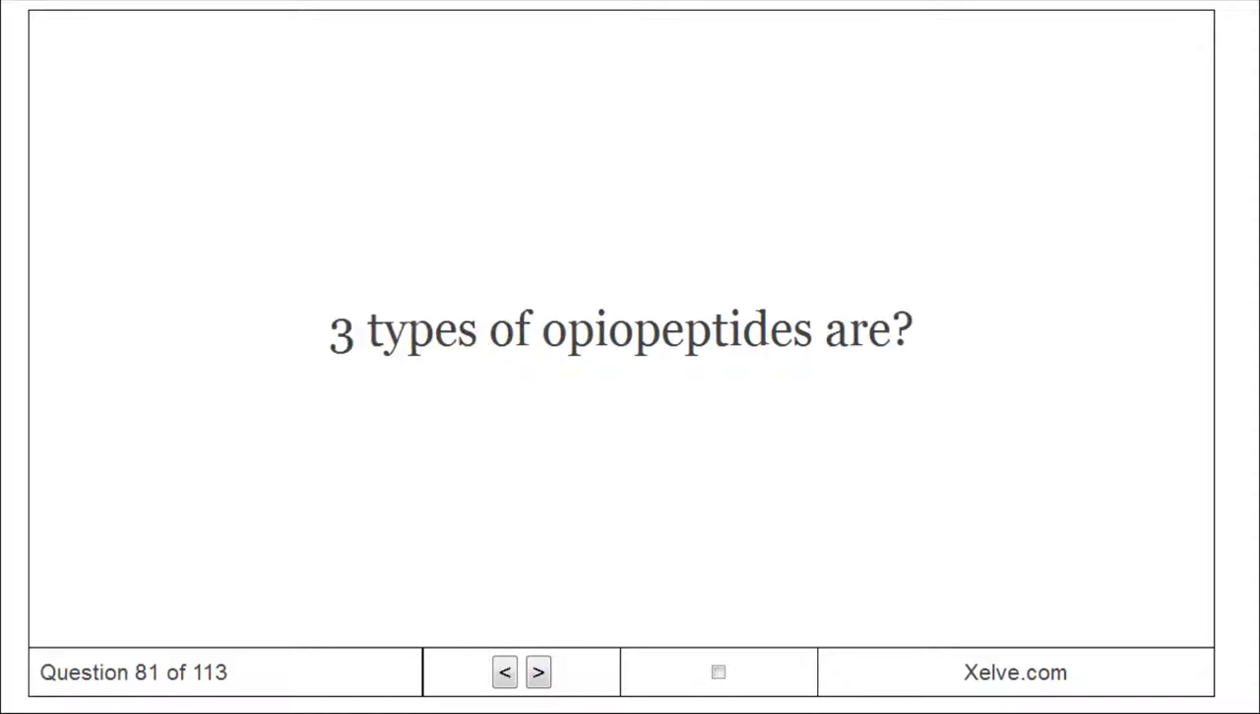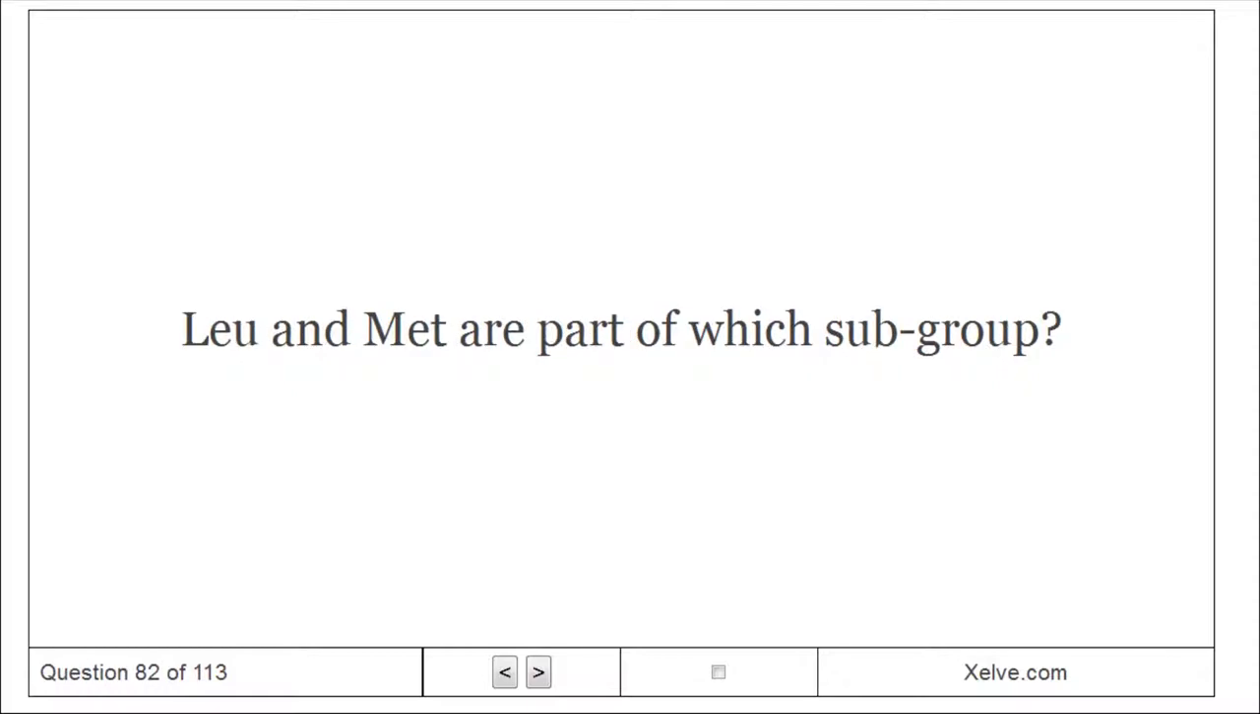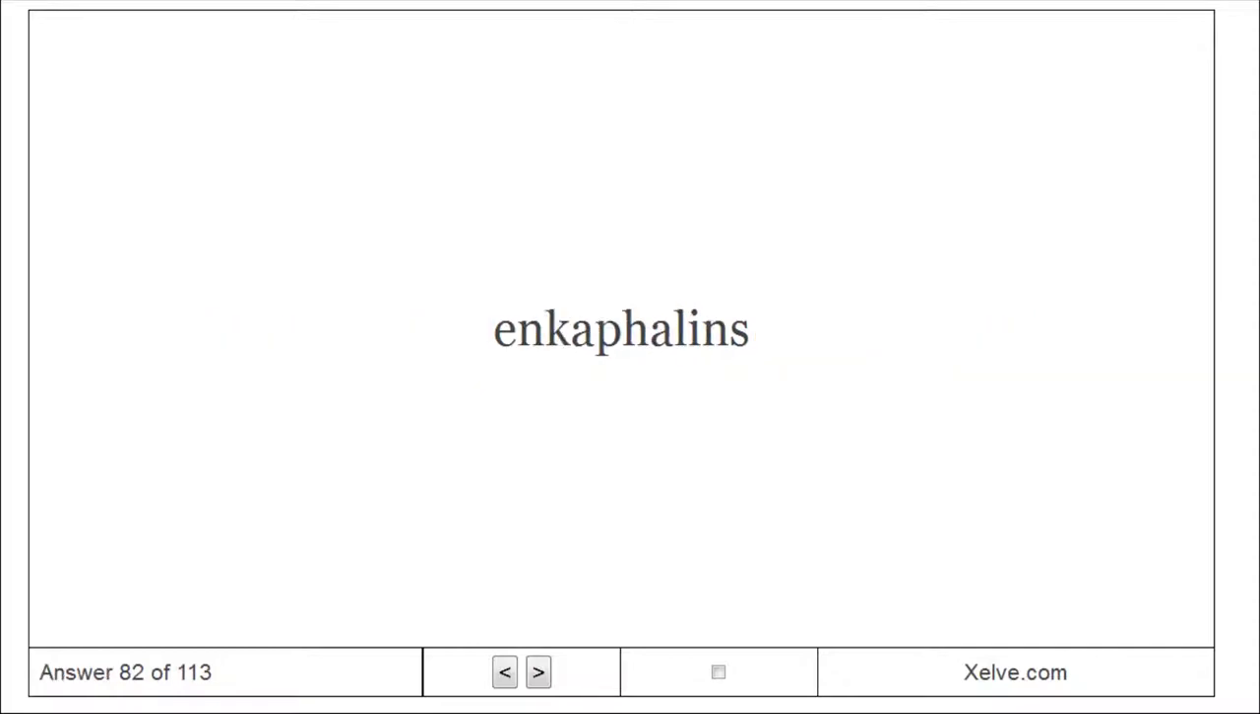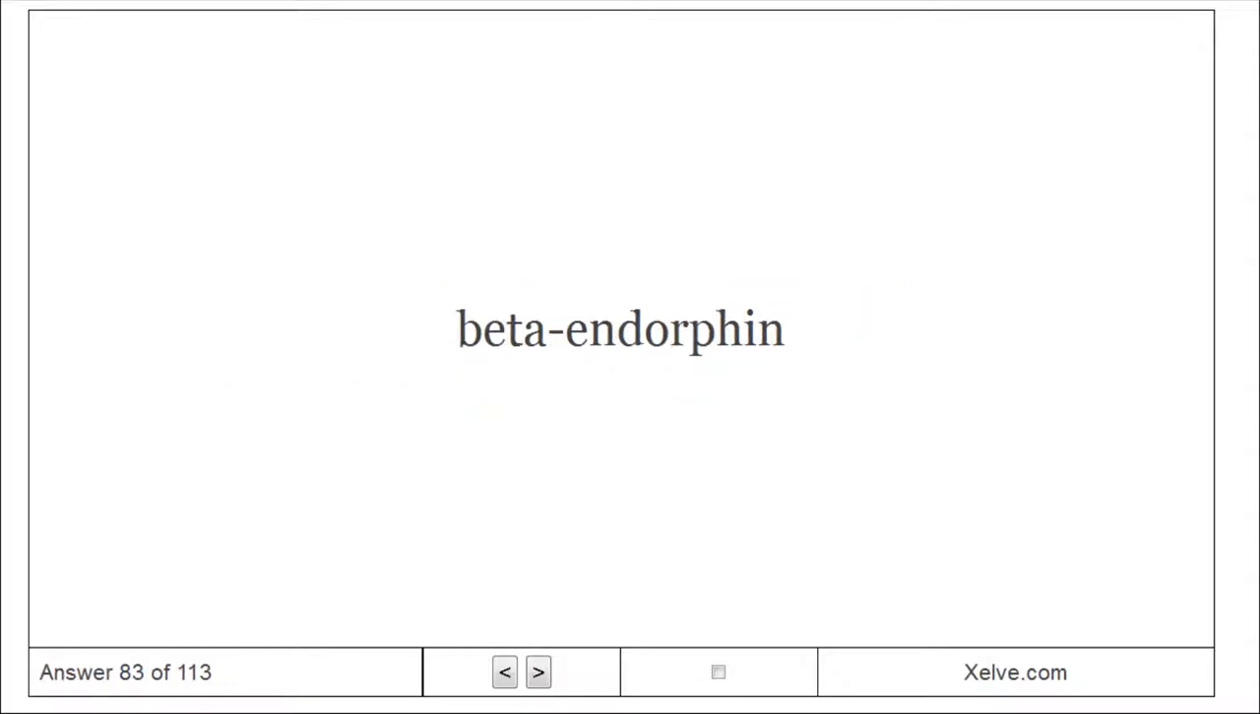Three types of opiopeptides are enkephalins, beta endorphin, dynorphin. Leu and Met are part of which subgroup? Enkephalins. A 30 AA polypeptide derived from lipotropin, about 60 times stronger than opium: beta endorphin. An opiopeptide in the spinal cord: dynorphin.